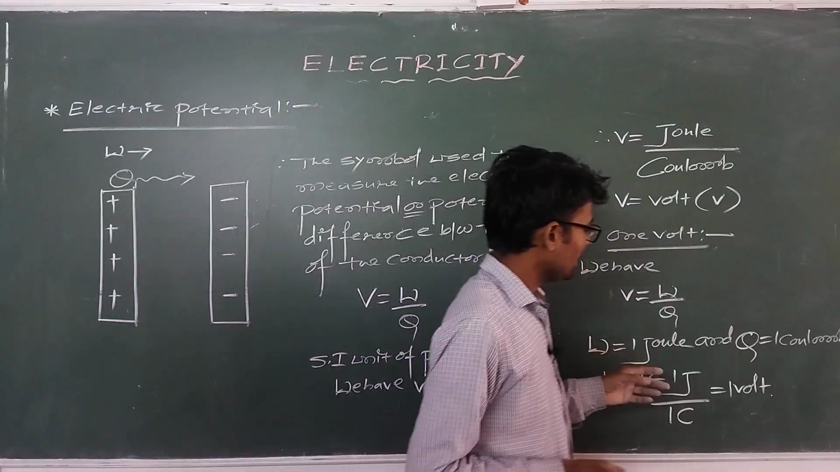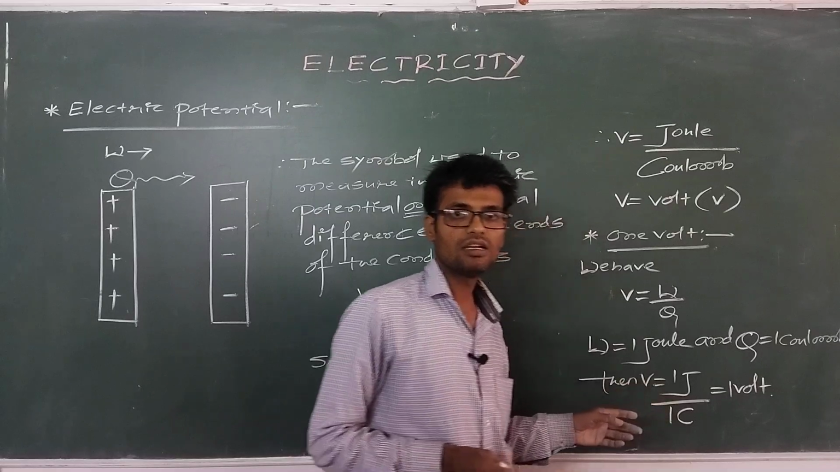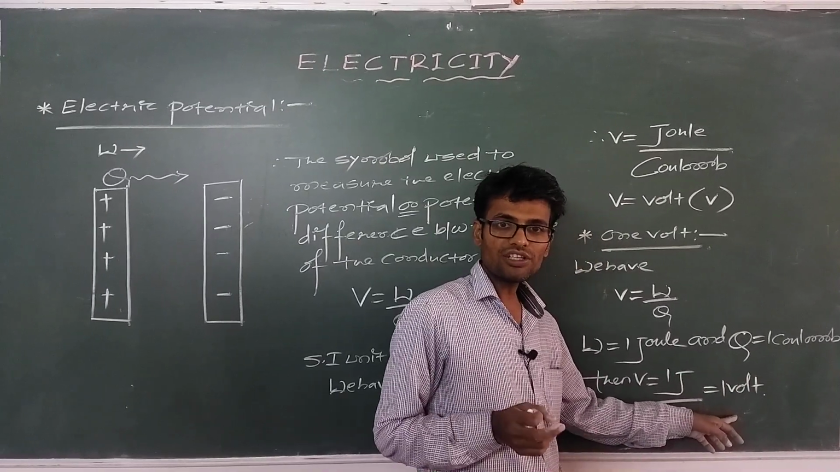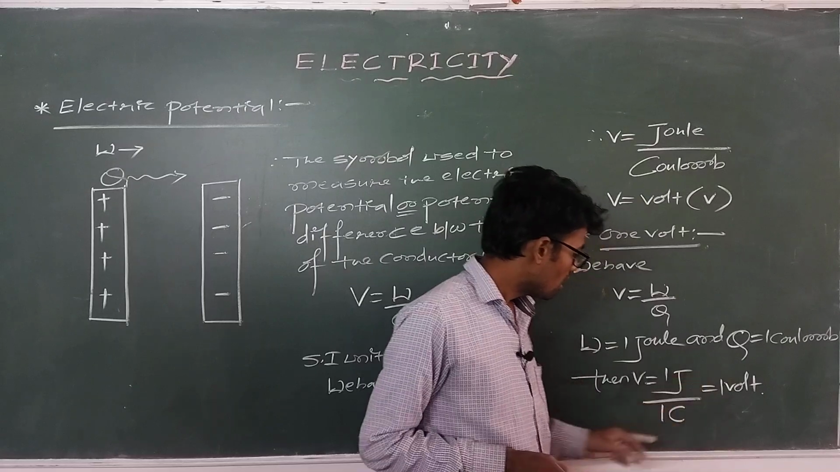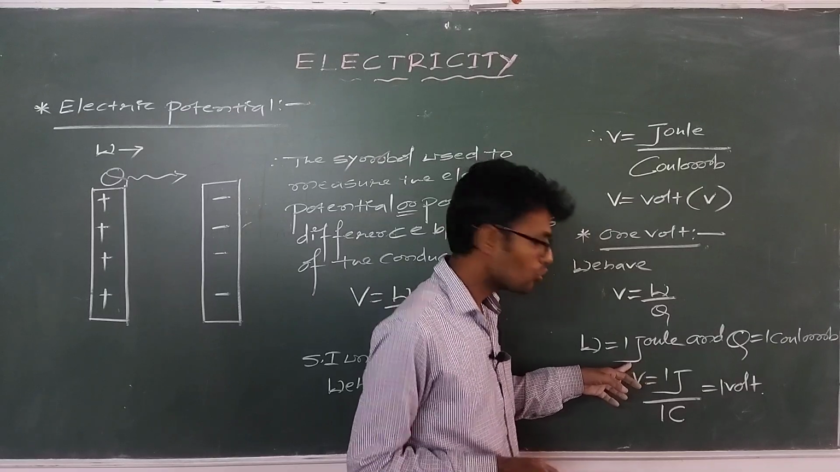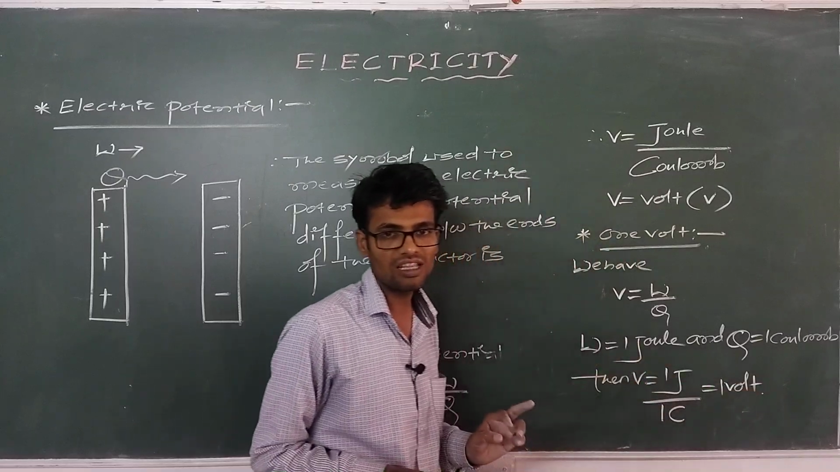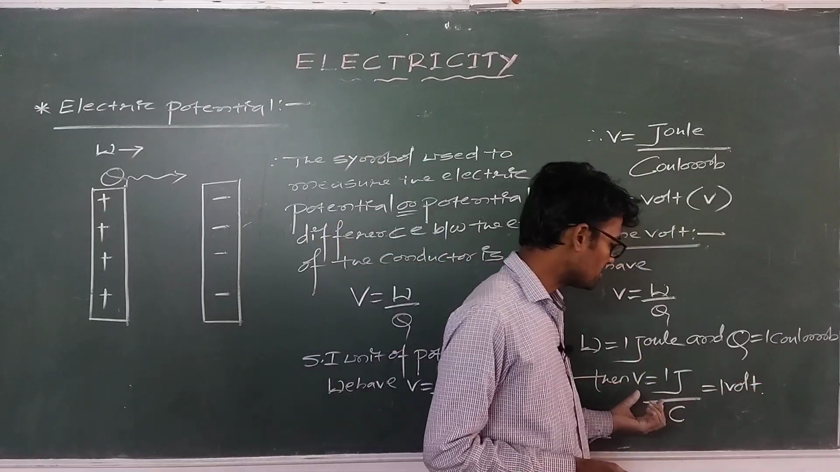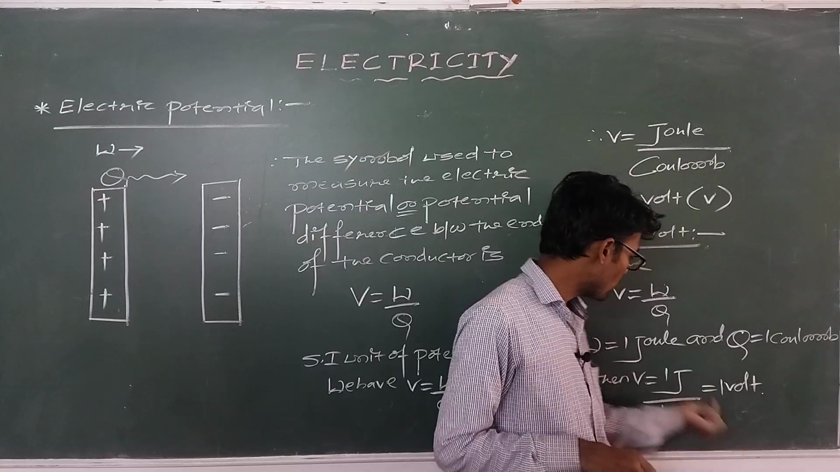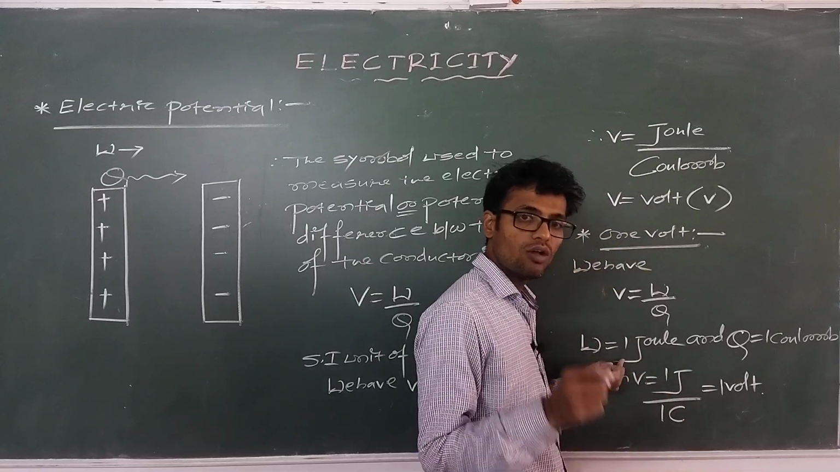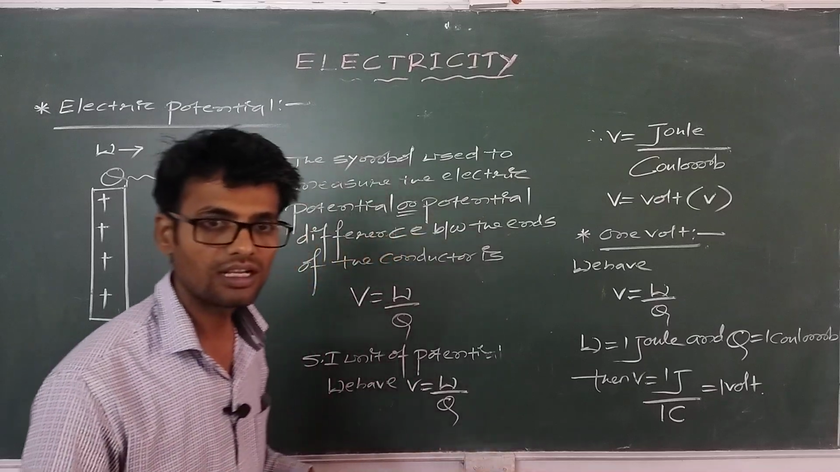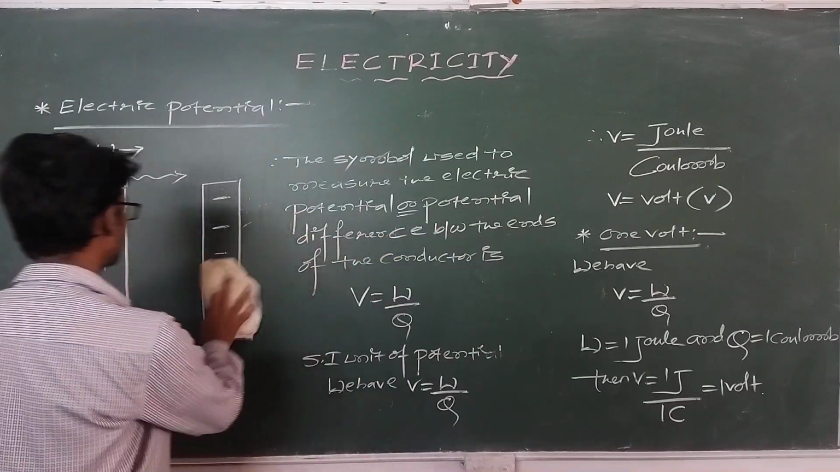The electric potential difference between the ends of a conductor is said to be 1 volt when 1 joule of work is done to move 1 coulomb of charge from one end of the conductor to another end of the conductor, right? So remember these things.